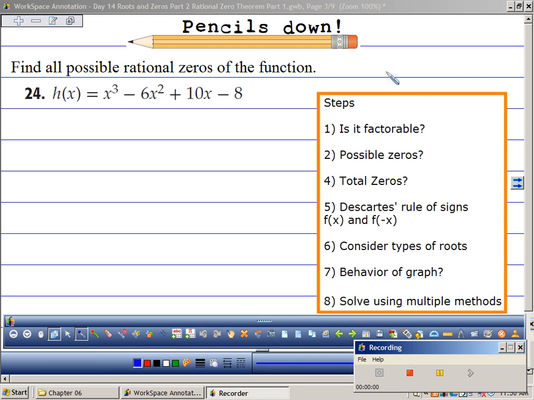The way through solving a polynomial function, all the way down to all the zeros. Put it all together today. All right, so why would I put in my first step, is it factorable? We just talked about it.